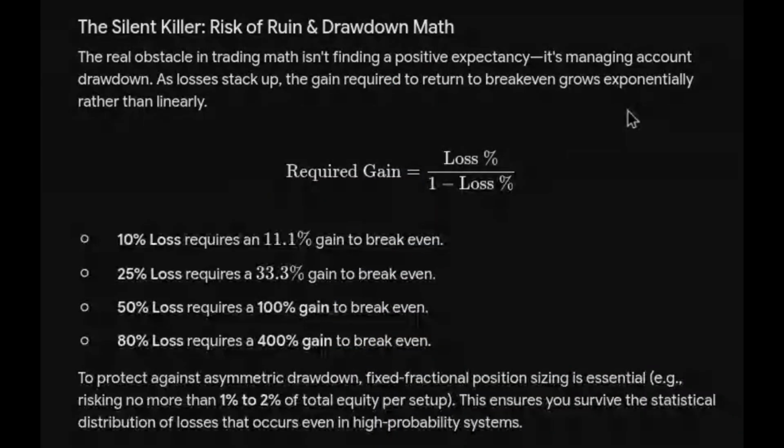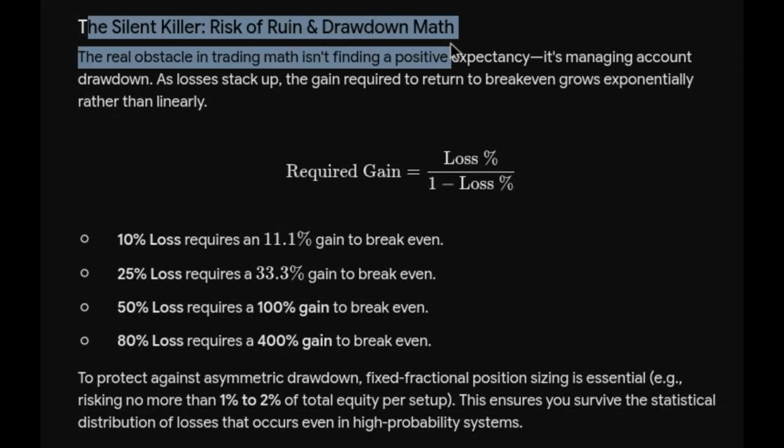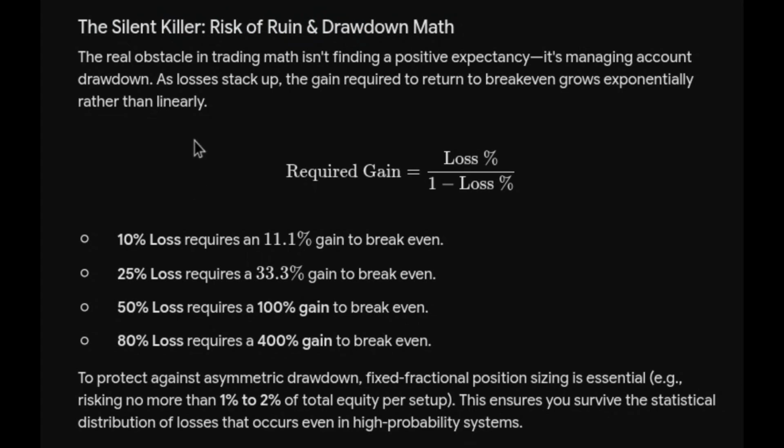This is something that is not talked about frequently that I'm going to share with you guys because you need to know this. The silent killer, which is risk of ruin. So here's the math for it. Obviously, the real obstacle in trading math isn't finding a positive expectancy. That is an obstacle, but it's also managing drawdown. Risk management is very important. So this is another mathematical formula, which is required gain equals loss percentage divided by 1 minus your loss percentage.